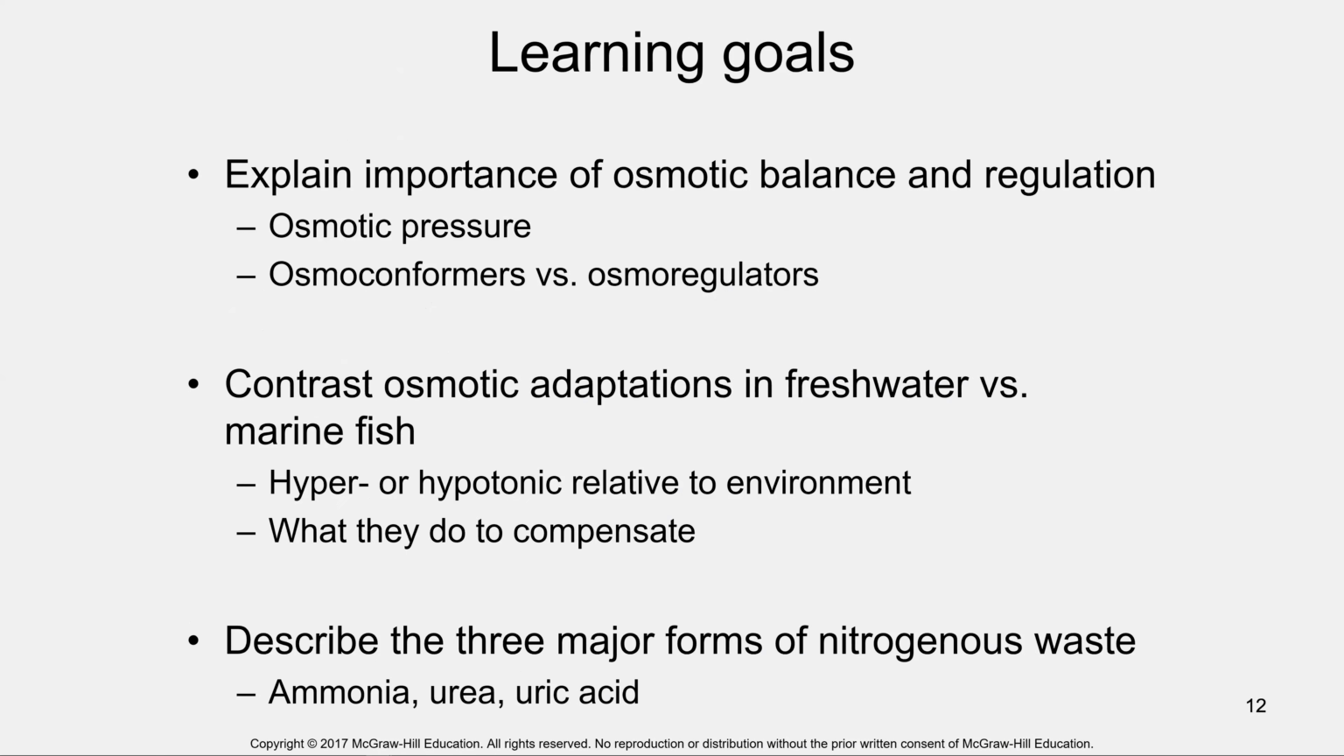So today we looked at the importance of osmotic balance and regulation. We contrasted some different types of organisms as to how they deal with maintaining osmotic balance and also eliminating nitrogenous waste. And then we also described the three major forms of nitrogenous waste.